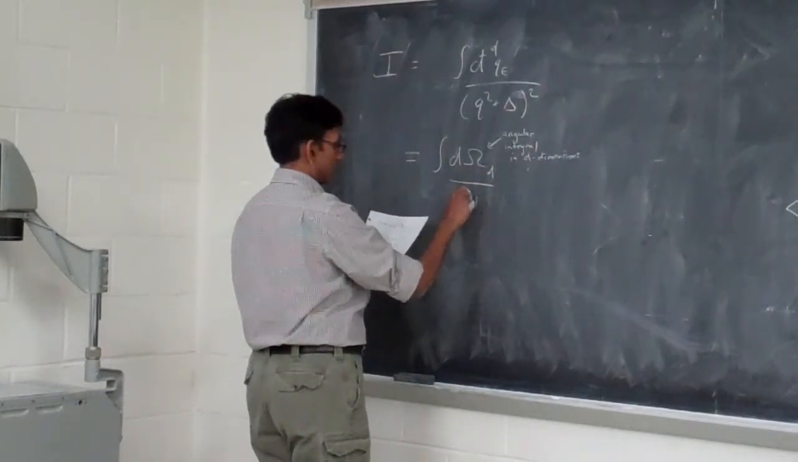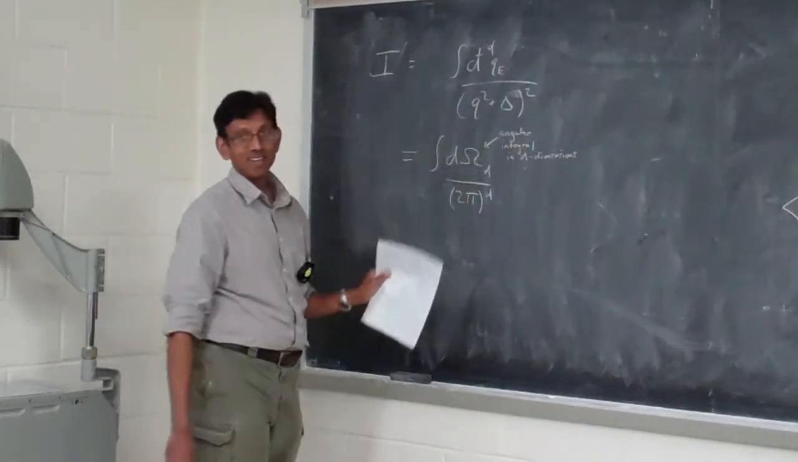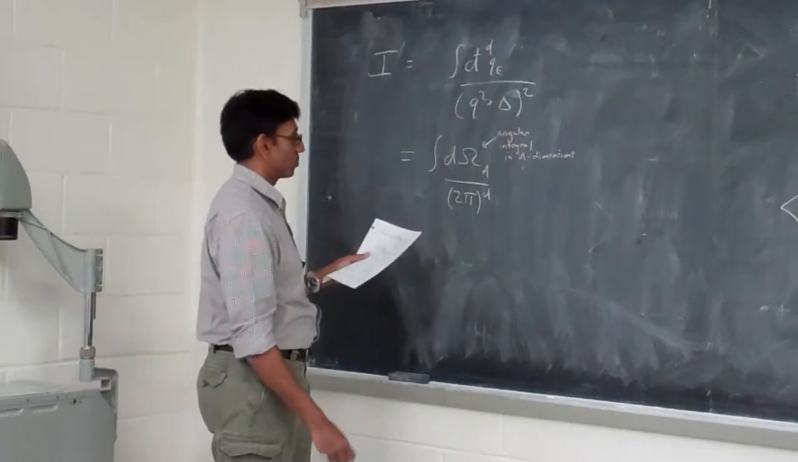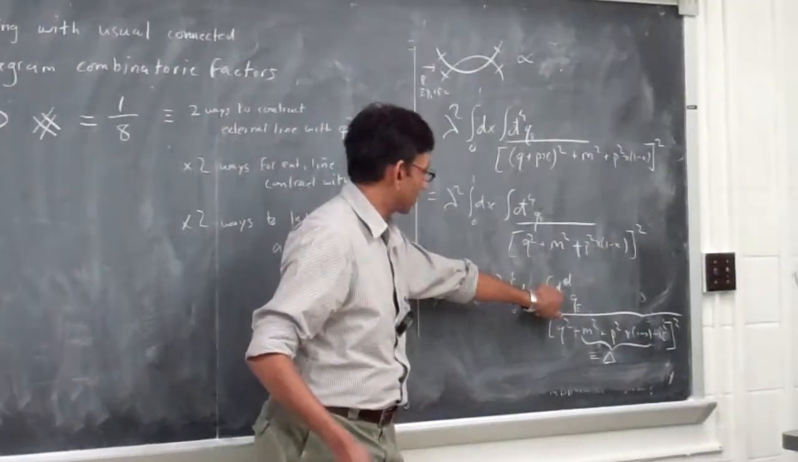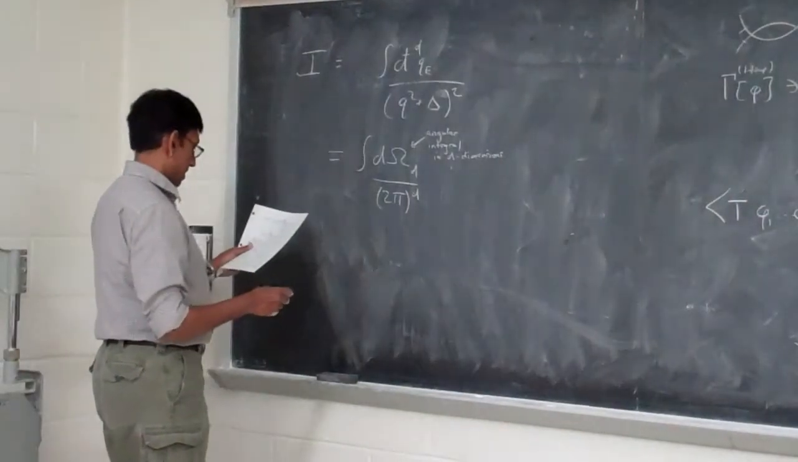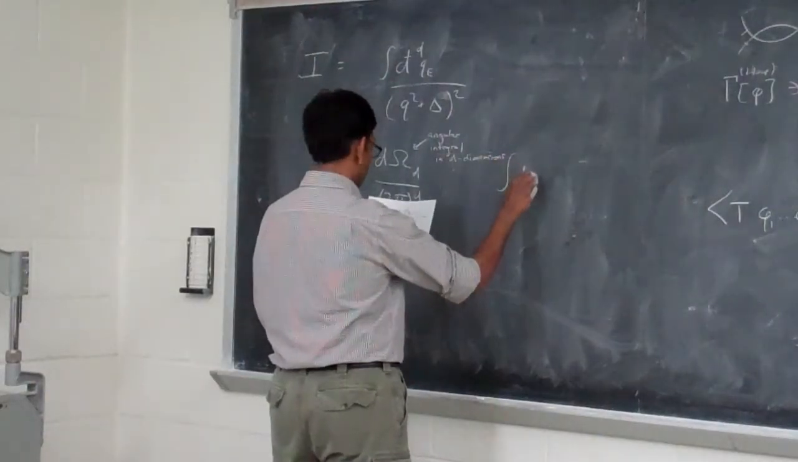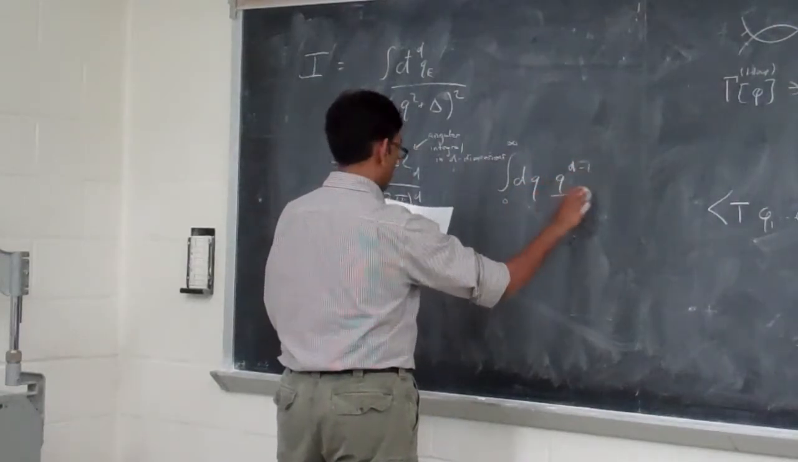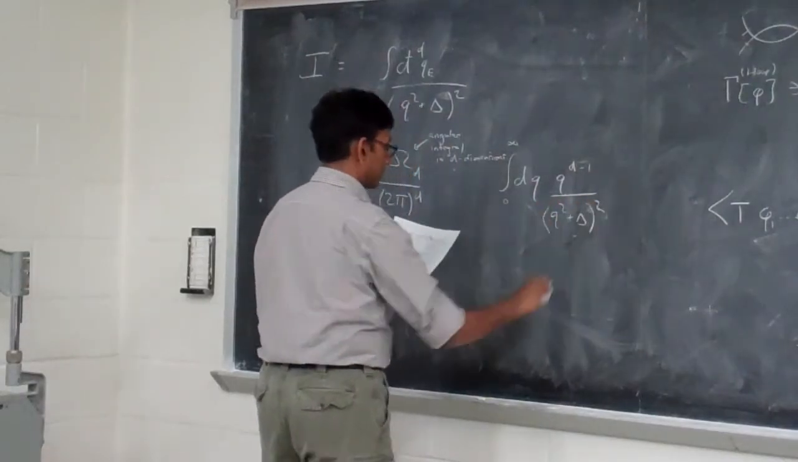And here is the 2 pi to the d, because I would put 2 pi to whatever space-time dimension I am in, and not 2 pi to the 4th, 2 pi to the d. That's what the slash means in the slash notation there. And times the radial integral, which is integral dq from 0 to infinity, q to the d minus 1 over q squared plus delta squared.